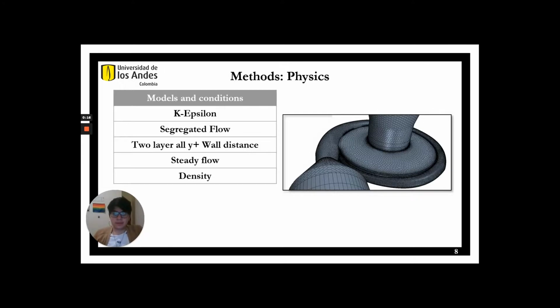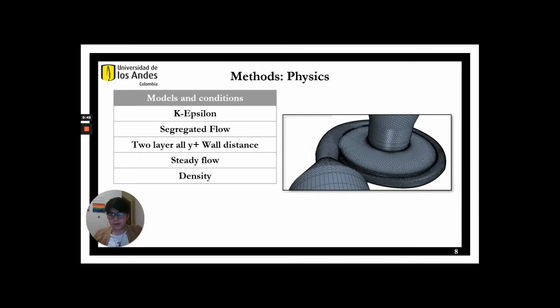K-epsilon. This model was chosen because it contemplates the dissipation rate and kinetic energy due to the turbulent regime. Segregated flow. This allows the decrease of the computational time necessary for the simulation. Furthermore, it resolves the equation for velocity and pressure for each fluid.